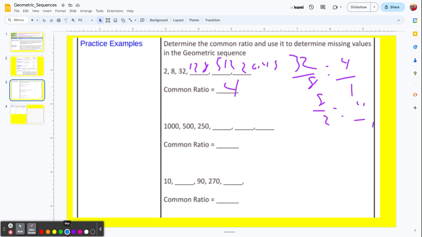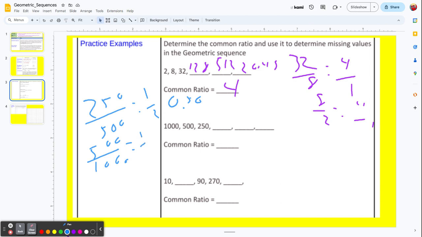What's our common ratio? 250 divided by 500. You're either going to get 1/2 as a fraction, or use your calculator. Go 250 divided by 500. Your calculator will say 0.50. All right. If I go next one, 500 divided by 1,000. Same thing. You're going to get either 1/2 or your calculator is going to tell you it's 0.50. So our common ratio is 1/2, or if you prefer decimals, 0.5 or 0.50.